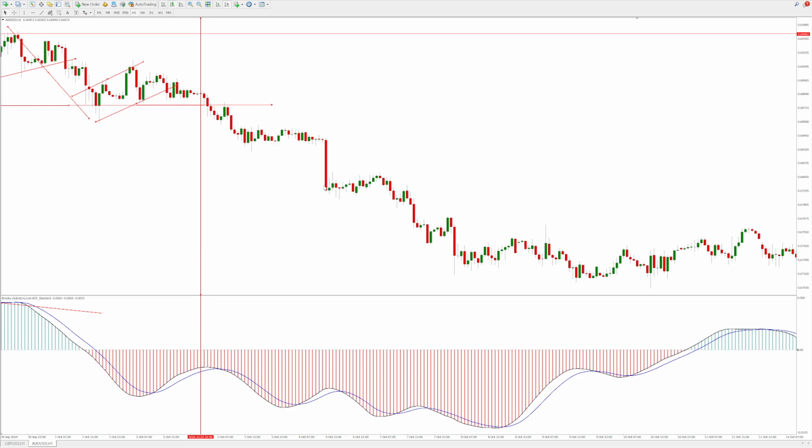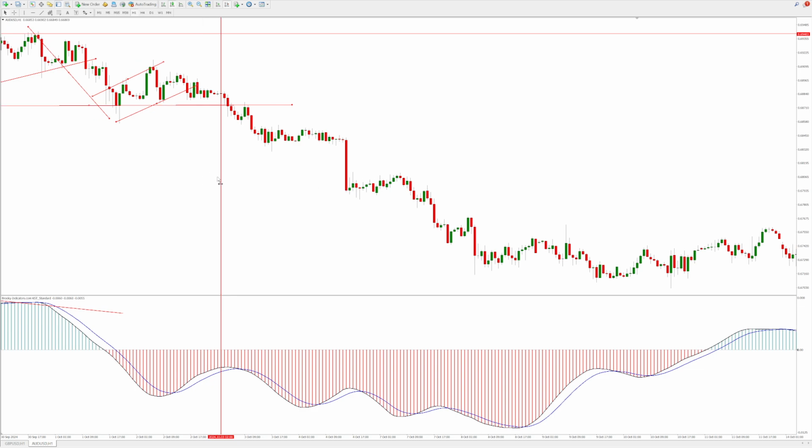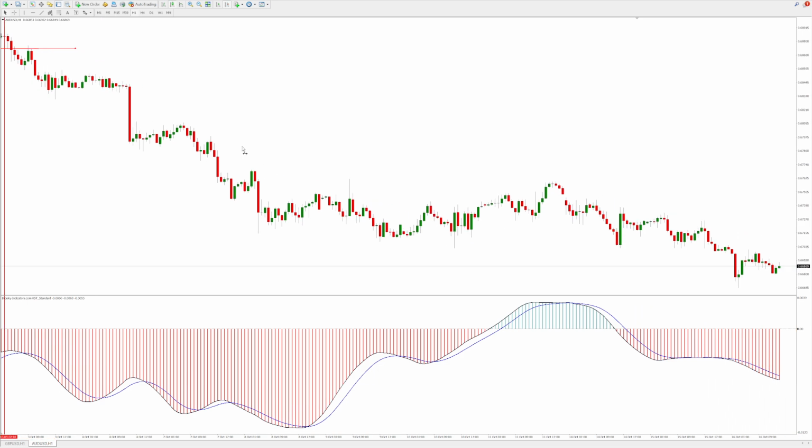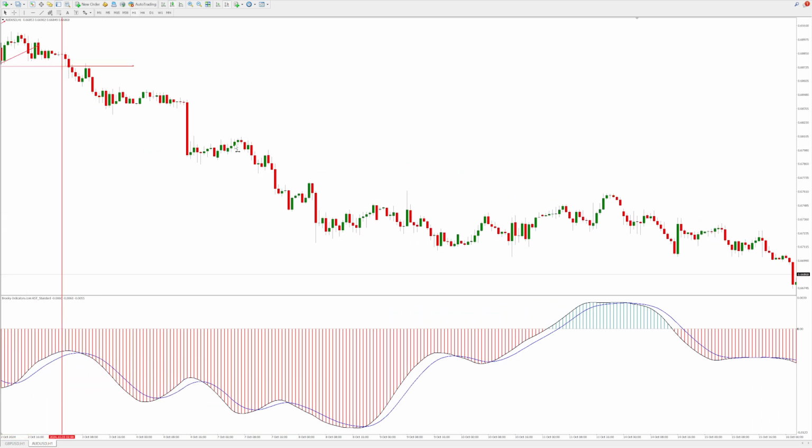Whereas there may have been instances where it would keep us out of trouble, where we'd think about maybe taking a sell trade too late in a trend.